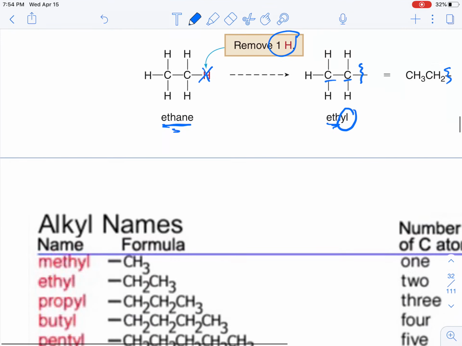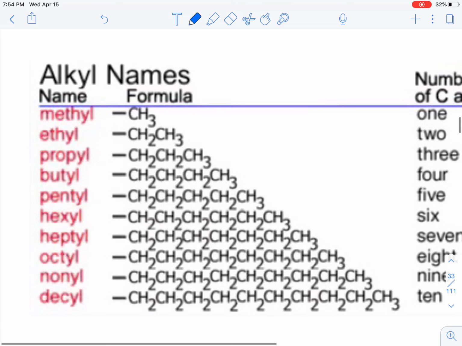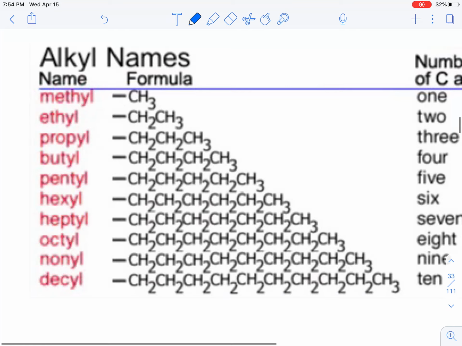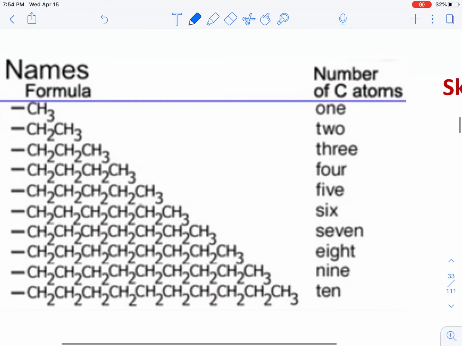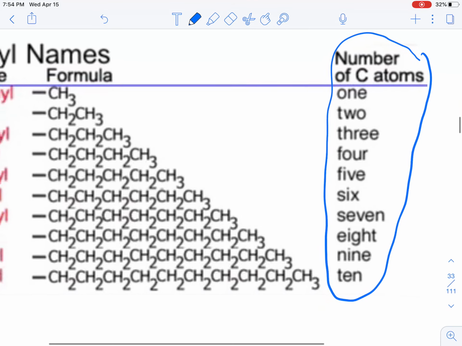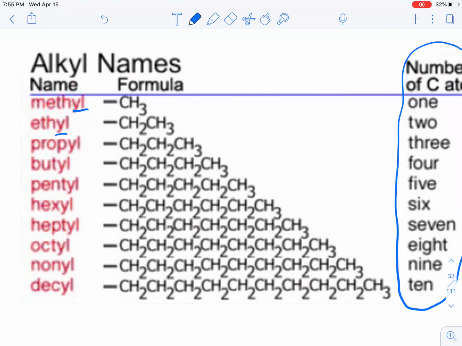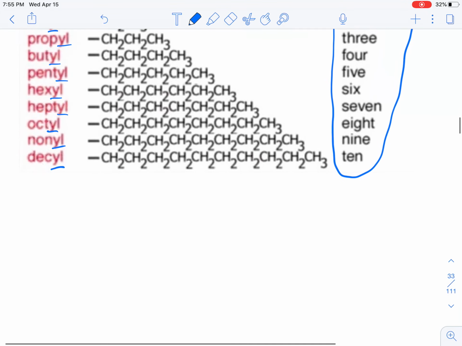Now if we continue this pattern for all alkyl groups, then we get something like methyl, ethyl, propyl, butyl, pentyl, hexyl, heptyl, octyl, nonyl, decyl, where the prefixes meth, eth, prop, but, pent, hex, hept, oct, non, and dec still represent the number of carbons in that chain of substituent, but the YL ending is letting us know that it's not a parent chain, that it is an attachment to something else. Okay? So what is an example of this?